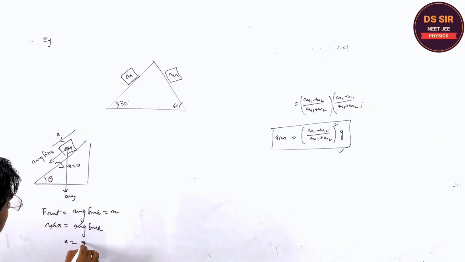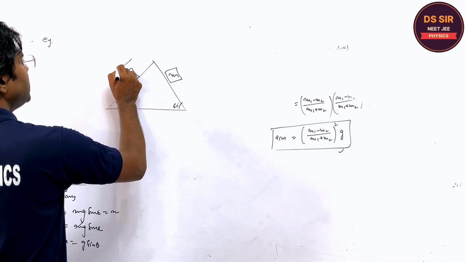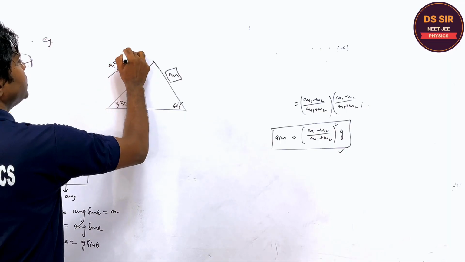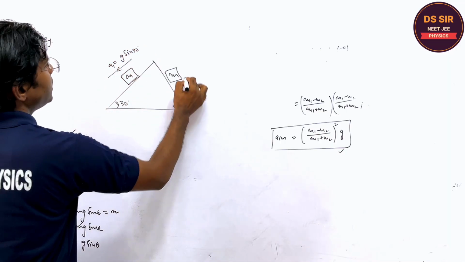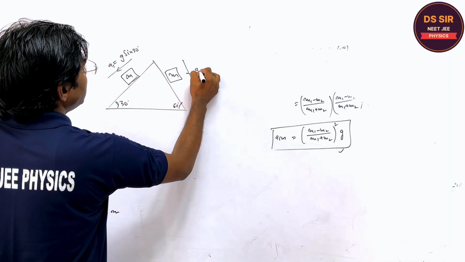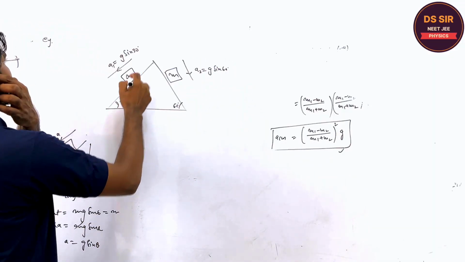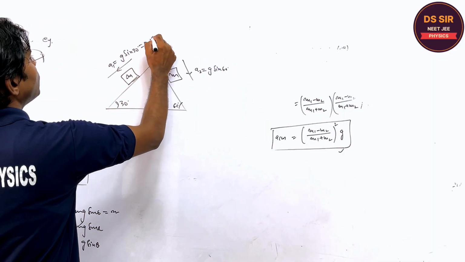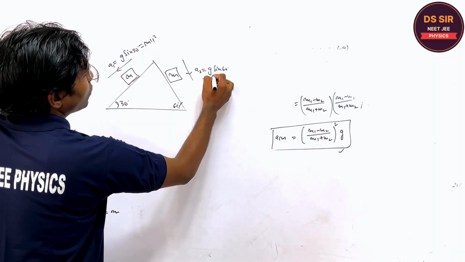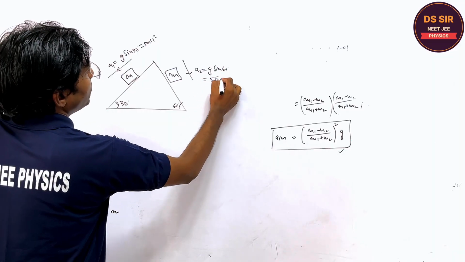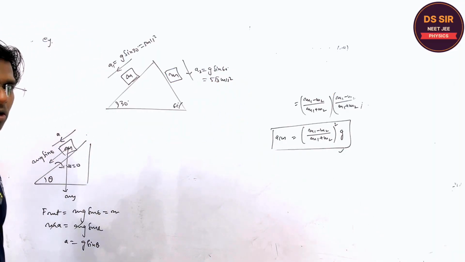So acceleration is equal to g sin theta. You will remember. Okay. So what is the acceleration of this block? Say g sin 30. What is the acceleration of this block? Say g sin 60. So this is equal to 5 meter per second square. This is equal to 5 root 3 meter per second square. Is it clear or not?